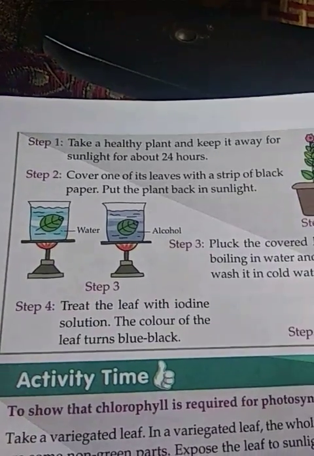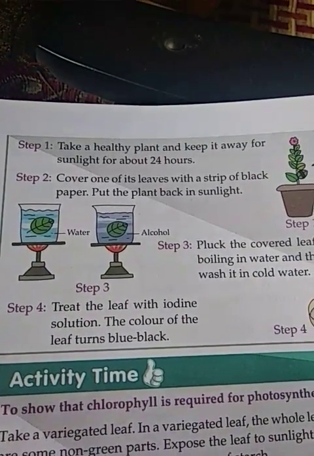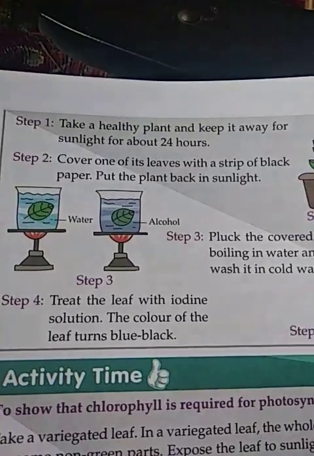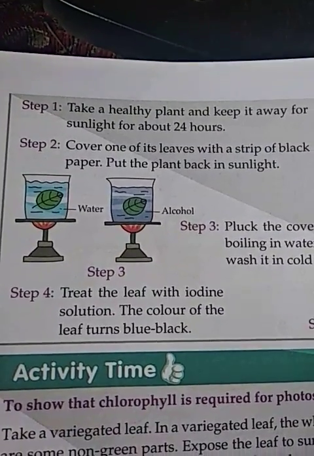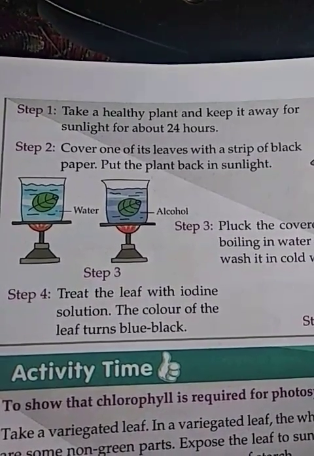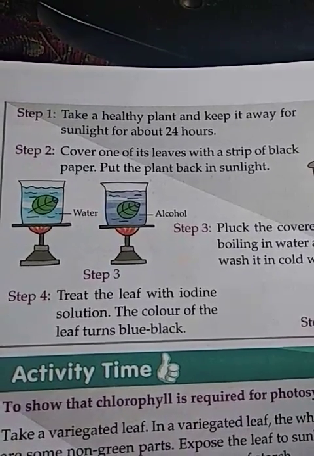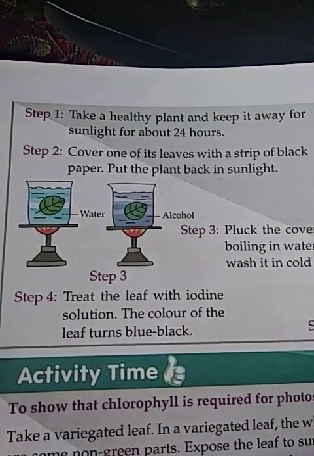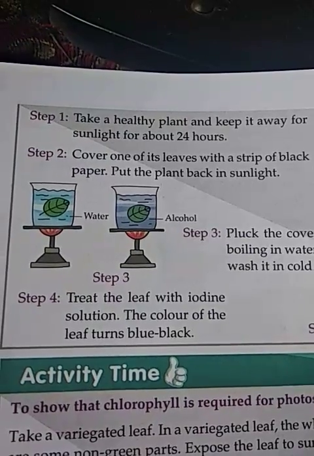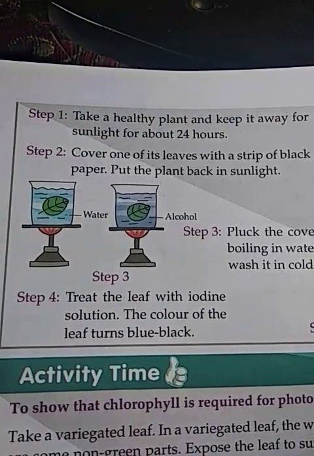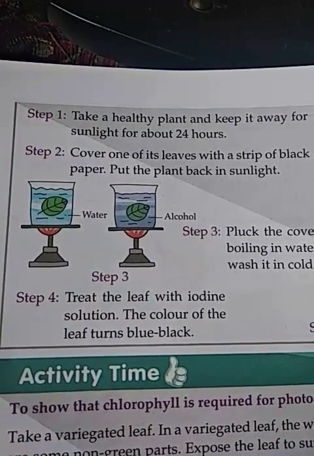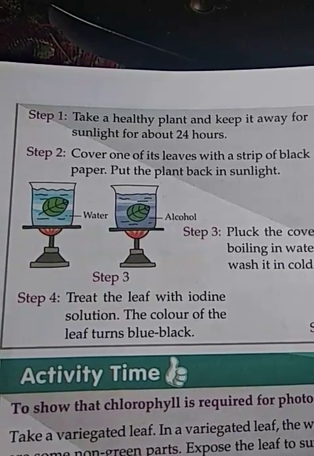It is proved that light is needed for the process of photosynthesis to happen, and starch is formed only when sunlight is received by the plant. In the absence of sunlight, the plant will not be able to produce starch, or photosynthesis will not take place.